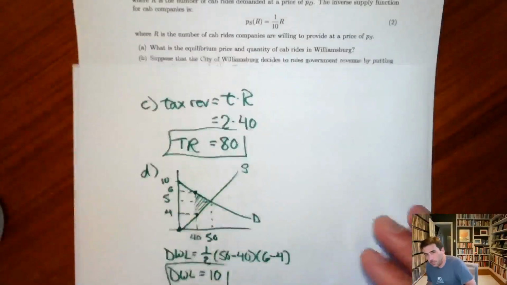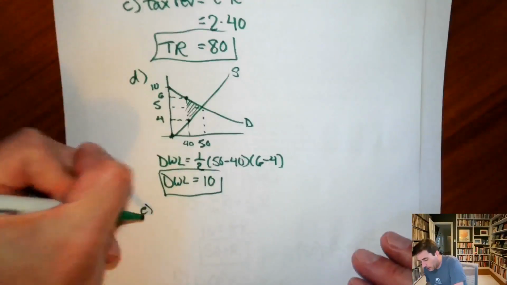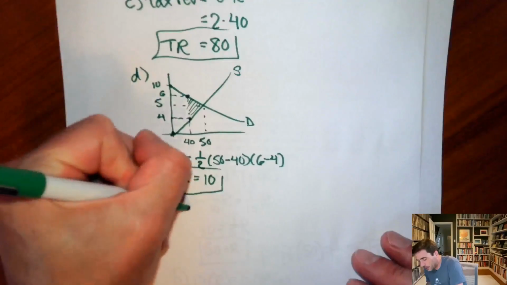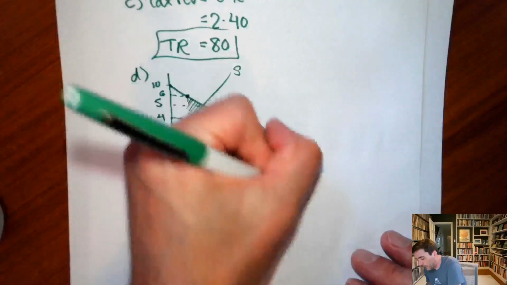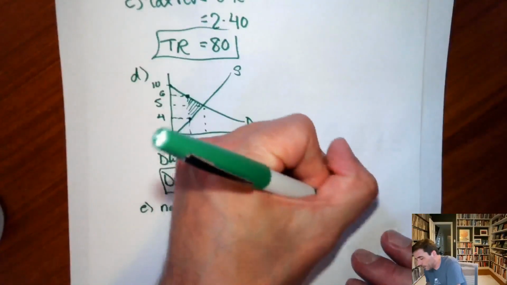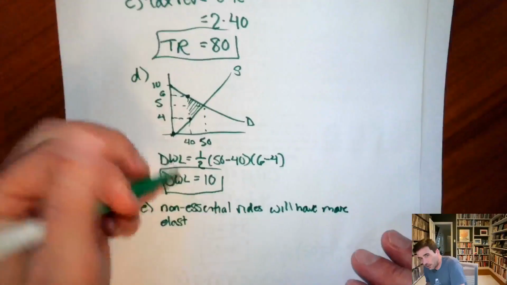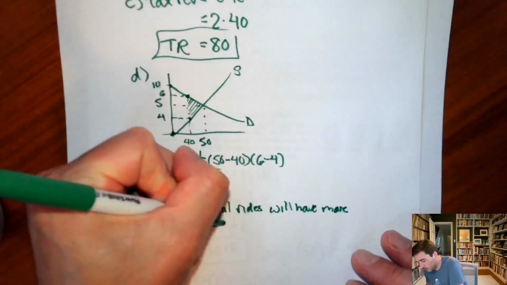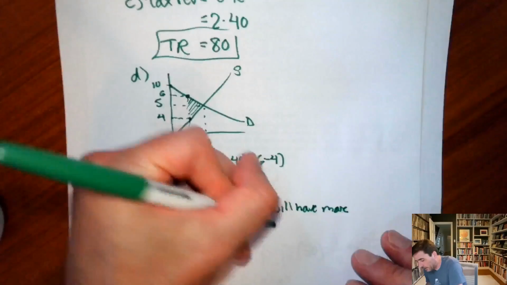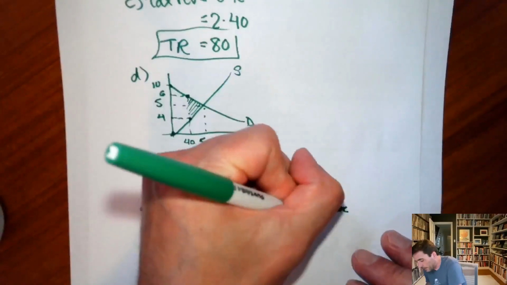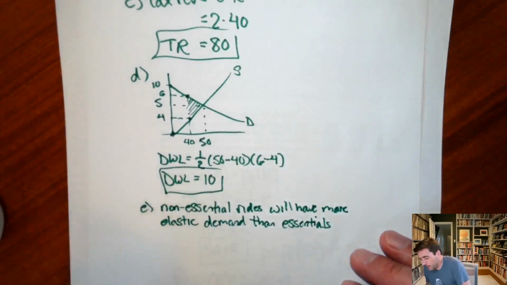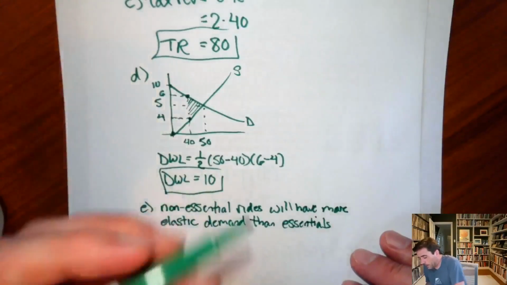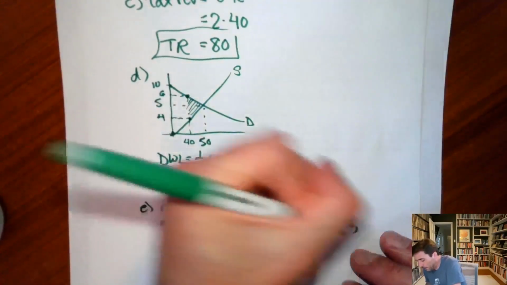Okay. Well, the big difference here is that non-essential rides will have more elastic demand than essential rides, right? If the price goes up and I don't really need to take the ride, I might not take it anymore. If the price goes up but I need to get to the emergency room, I'm still going to take it. So given that non-essential rides will have more elastic demand than essential rides, just finish that thought, right?